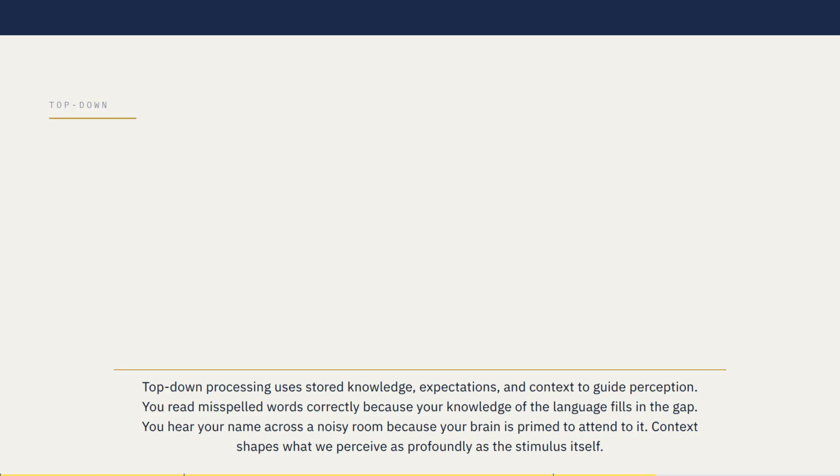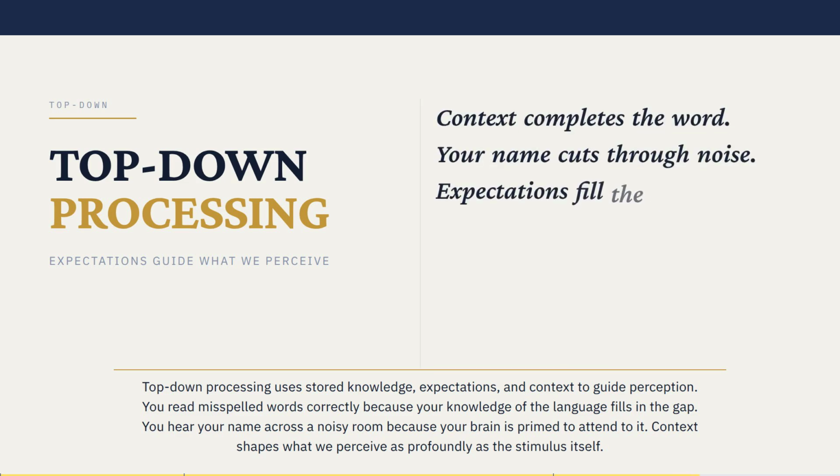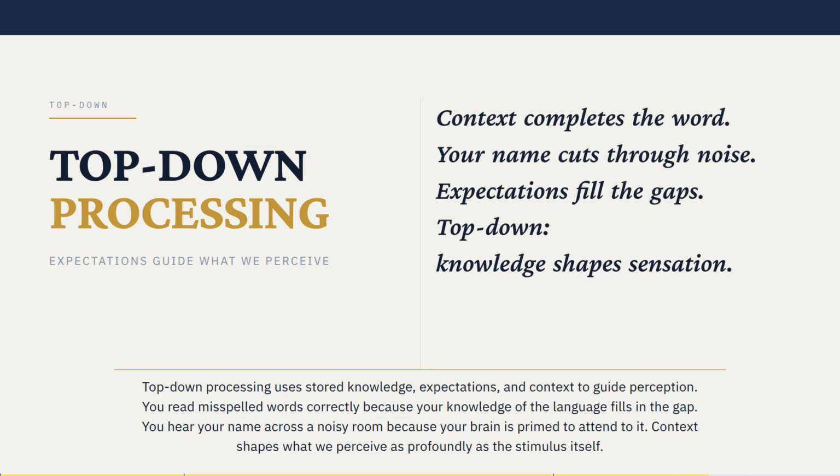Top-down processing uses stored knowledge, expectations, and context to guide perception. You read misspelled words correctly because your knowledge of the language fills in the gap. You hear your name across a noisy room because your brain is primed to attend to it. Context shapes what we perceive as profoundly as the stimulus itself.